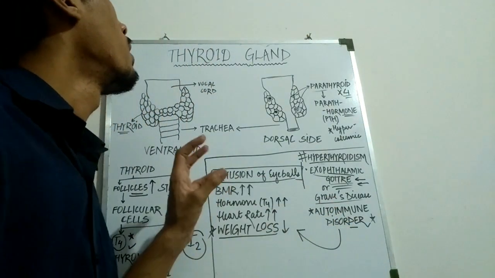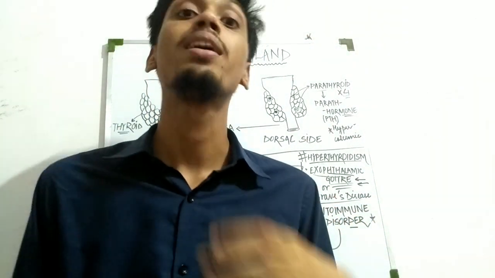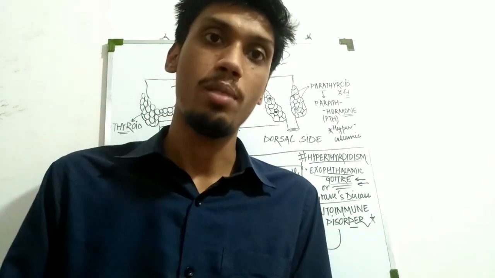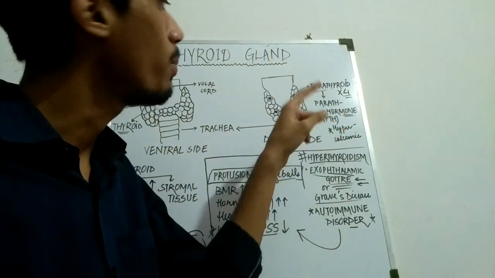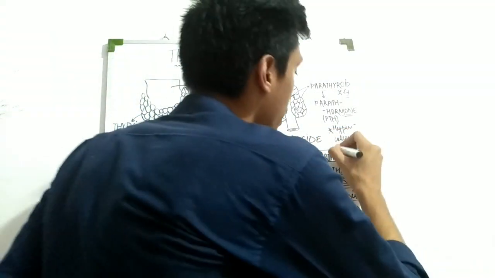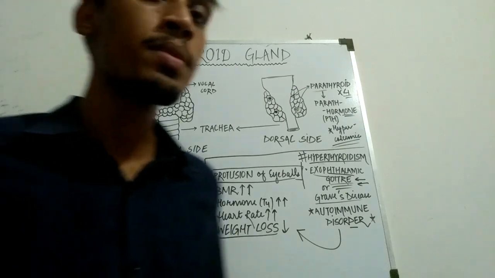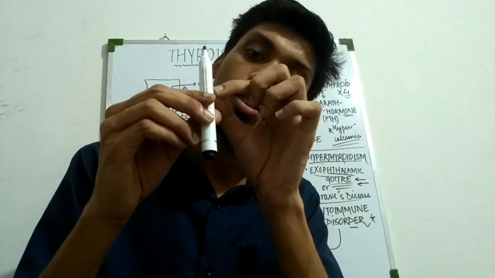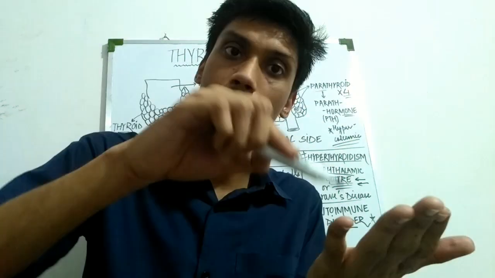So thyrocalcitonin hormone was responsible for hypocalcemia, less calcium in blood. But this hormone of the parathyroid gland, parathormone, does the opposite. It is a hypercalcemic hormone. What it does, this is bone. This hormone acts on this bone, takes out calcium and puts it into the blood.